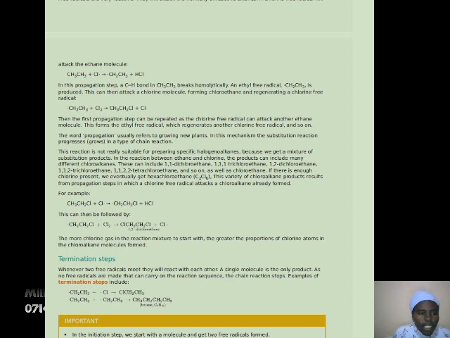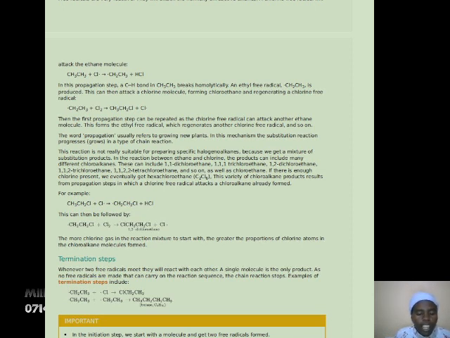The next thing in the propagation step, the chlorine atom can attack the radical that has been formed, or it can also attack another chloroethane molecule, forming an ethyl free radical and regenerating another chlorine free radical, and so on. So the propagation step means very many radicals can be formed. It is where the chain keeps on growing and growing.